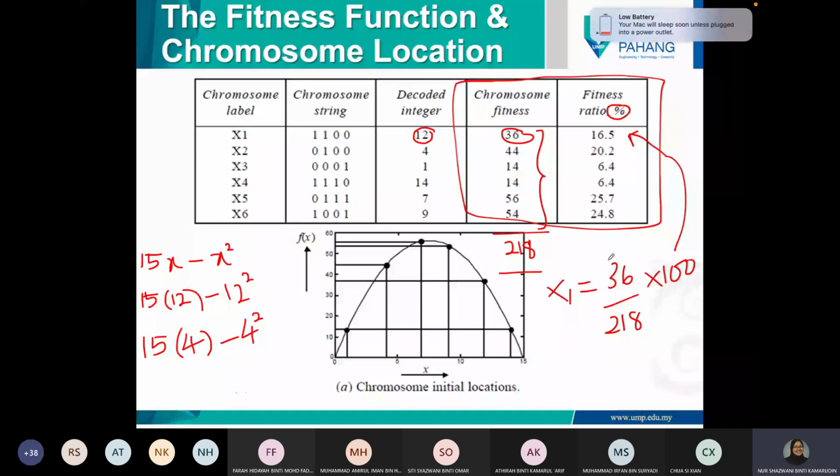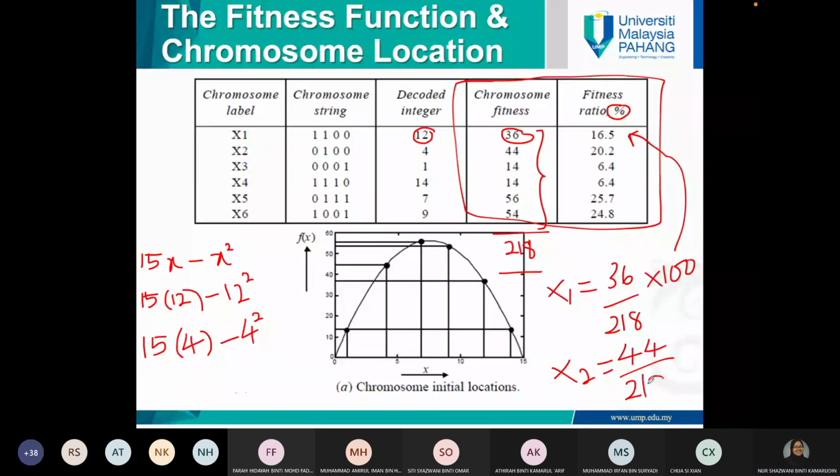Okay. Same for this one, X2. 44 over 218 times 100. You get 20.2. Okay. So from there you got the chromosome fitness and the fitness ratio.